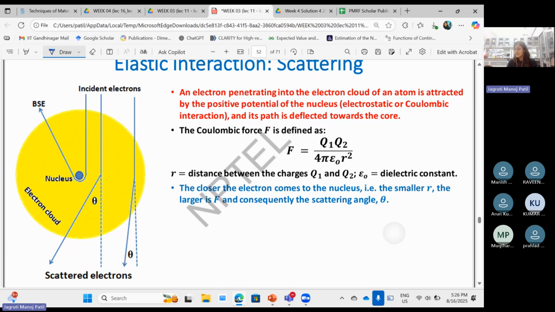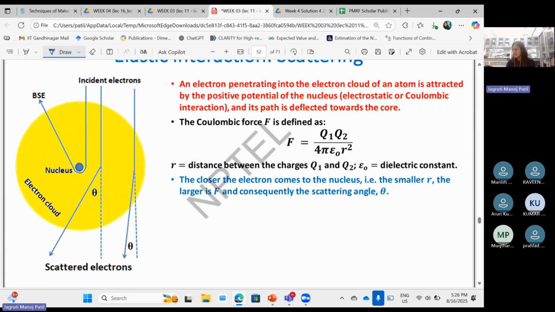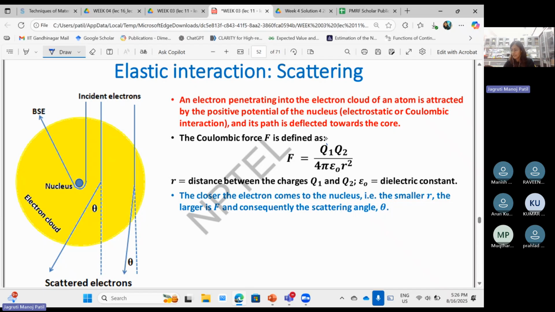Okay. So when it's an elastic interaction, as I said, we have this Coulombic force that depends on the charge of both of the electrons and the distance between the charges when it's scattering. And this is our dielectric constant and one constant over here. So that is how it's defined.